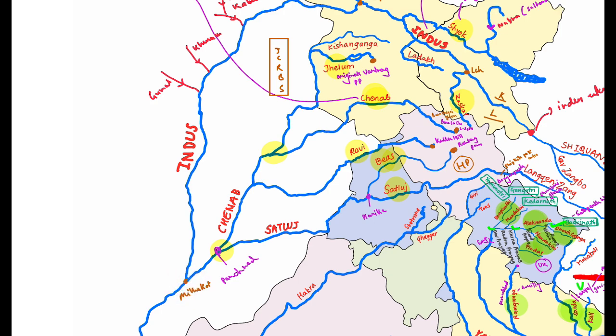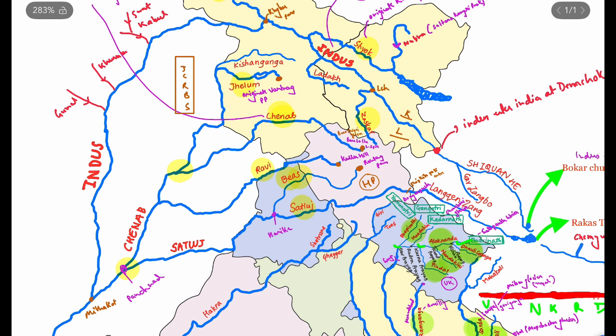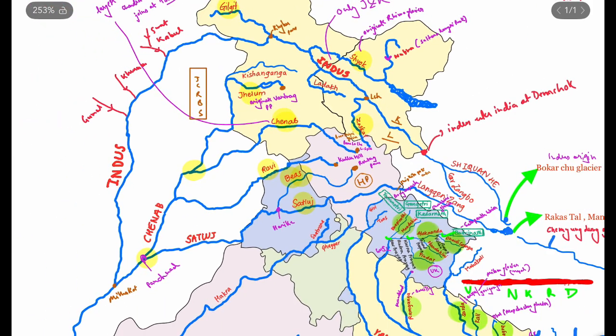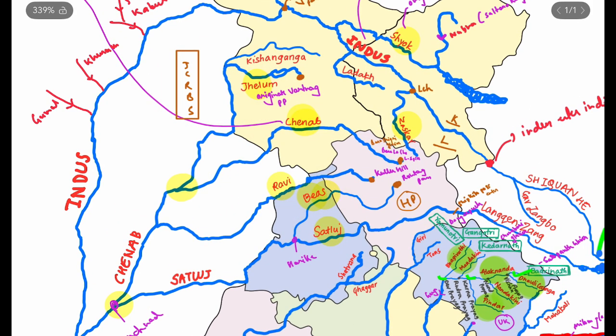Now let's see the India part, which rivers flow from India. Let's start with the Jhelum at the top. How will we remember that? JCRBS. Jhelum, this is Chenab, this is Ravi, this is Byas, this is Satluj. JCRBS. You can remember that.